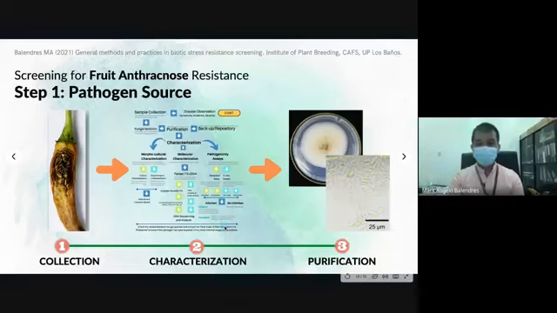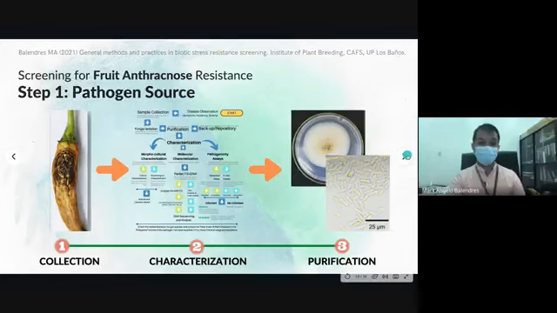I'll probably just post this on Facebook so Sir Ryu could have access and he could provide this to you. But please do ask any questions later on if it's very complicated. Now, after you have identified the pathogen, you make sure you have a backup and you purify this in preparation for your next trial on disease screening.